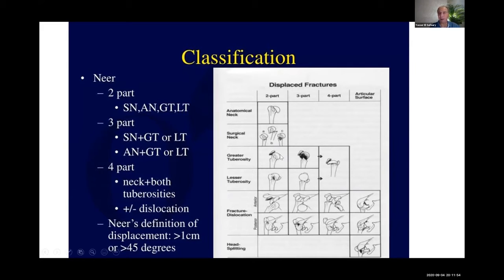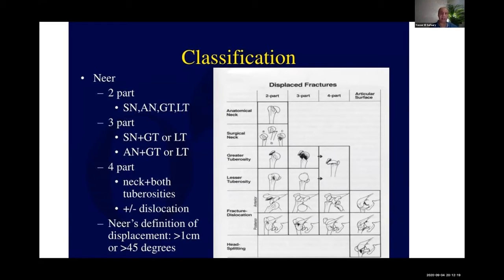It depends upon the parts. So we have fracture at the anatomical neck, 2 parts. At the surgical neck, greater tuberosity, lesser tuberosity. Or we have 3-part fractures, the head, the greater tuberosity, and the shaft. Or 4-part fractures, where it's a greater tuberosity, lesser tuberosity, the head, and the shaft. Any of these fractures can be fracture dislocation.